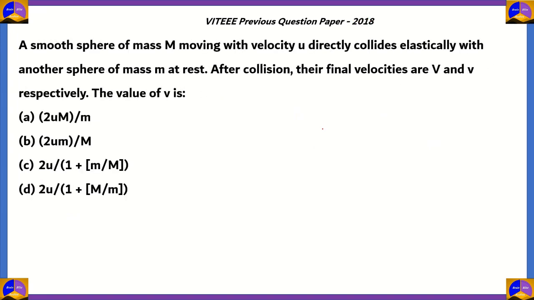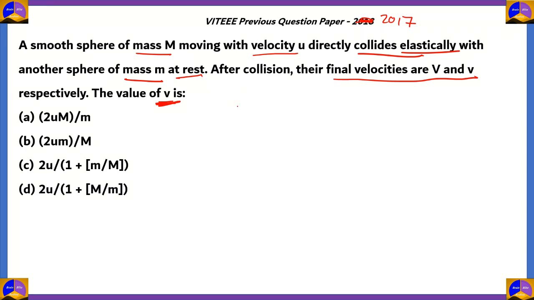Let's move on to the final question of this episode, again asked in 2017. A smooth sphere of mass capital M is moving with a velocity u, and it directly collides elastically with another sphere of mass small m, which is at rest. After collision, their final velocities are capital V and small v respectively. You need to find the value of small v in this case.